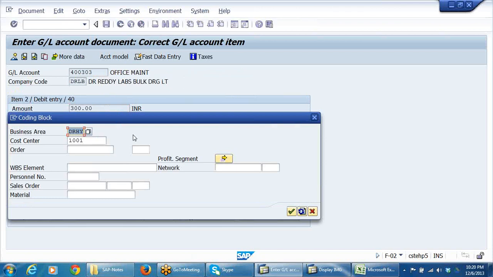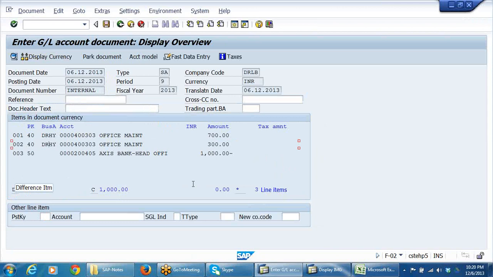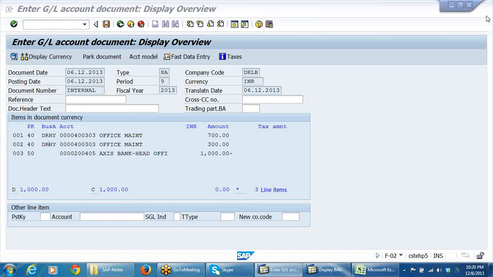Okay, there's a problem here. See, though I have not given business area, the system has taken DRHY. Can anybody tell me why the system has taken DRHY? Rajesh or Anusha? For the first item I have given business area DRHY. But the second item I have not given, but still the system has taken. Can I change this? What, Rajesh? Do you have an idea?